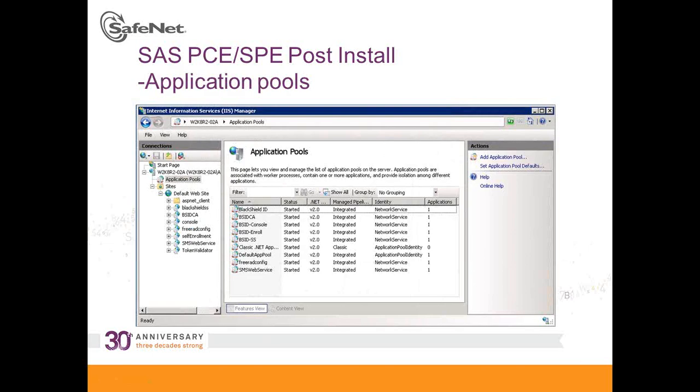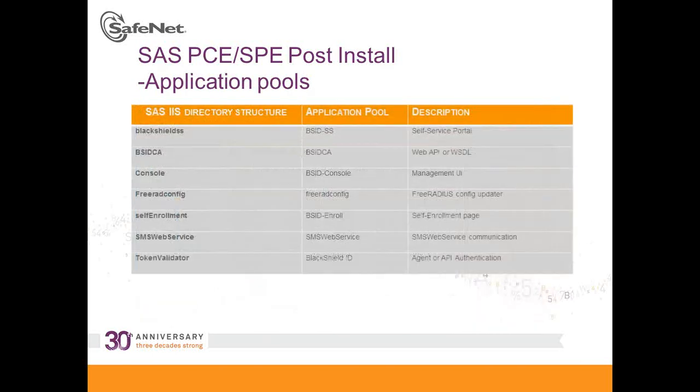The application pools that we have are Black Shield ID, BSID CA, BSID console, BSID enroll, BSID self-service, free radius config, and again our SMS web service. And we can see here, this is the IIS directory structure, the application pool, and a description of what these application pools actually are.